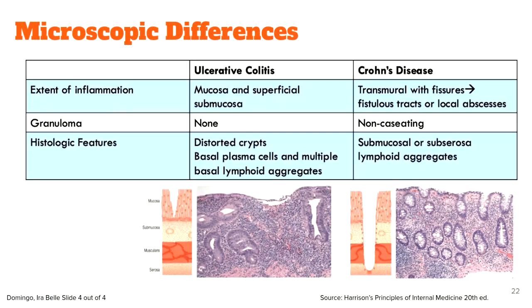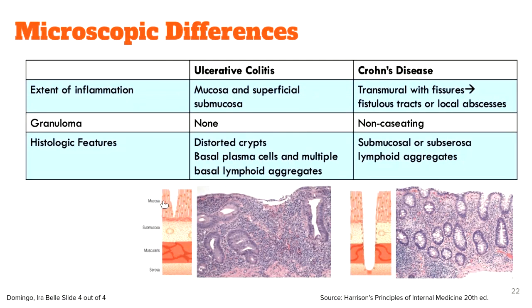For microscopic differences, in ulcerative colitis, histology findings correlate well with the endoscopic appearance and clinical course of ulcerative colitis. The process is limited to the mucosa, with deeper layers unaffected except in fulminant disease. So there would be crypt atrophy and irregularity or distortion and superficial erosion. Some patients may have basal plasma cells and multiple lymphoid aggregates, which may suggest chronicity.